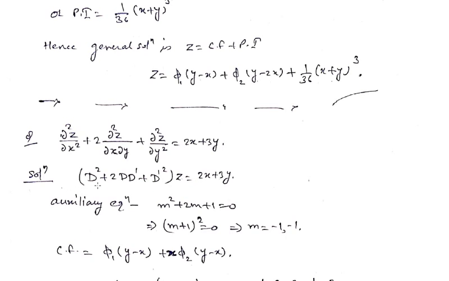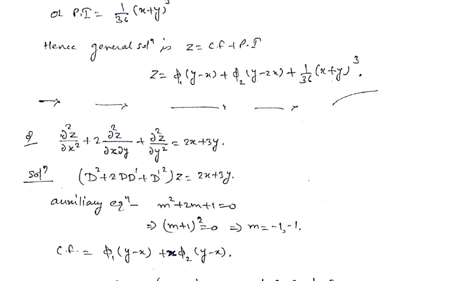First, write the auxiliary equation, replace D with m and D' with 1. We get m² + 2m + 1 = 0, that is (m + 1)² = 0. It means m = -1 and -1. Minus 1 is a repeated factor, repeated two times. So CF should be φ1(y − x) + x φ2(y − x). So this is the complementary function of the given equation.